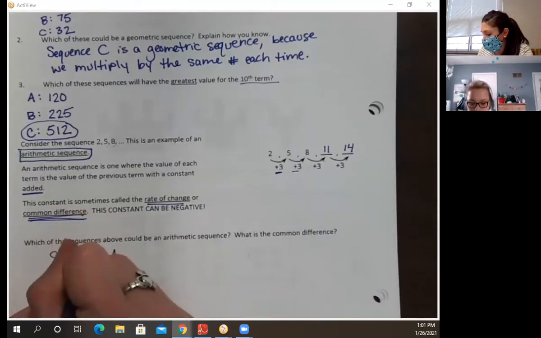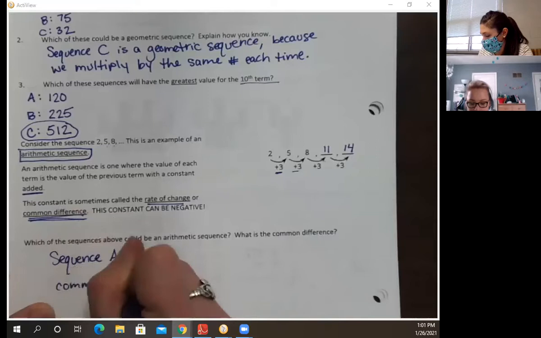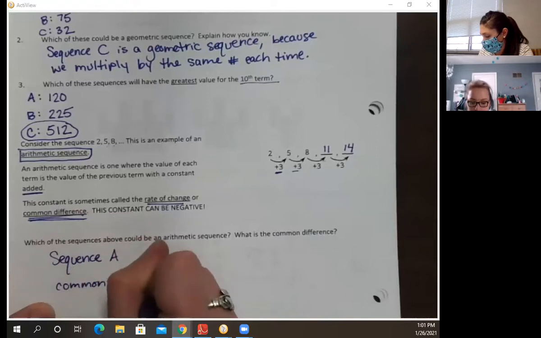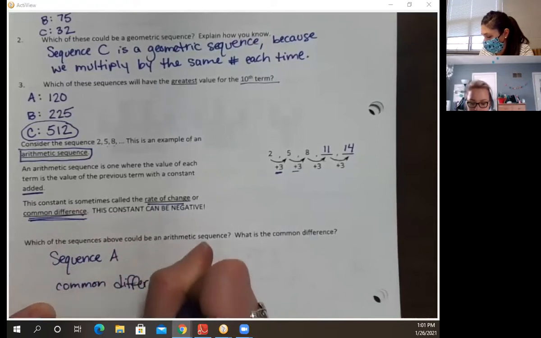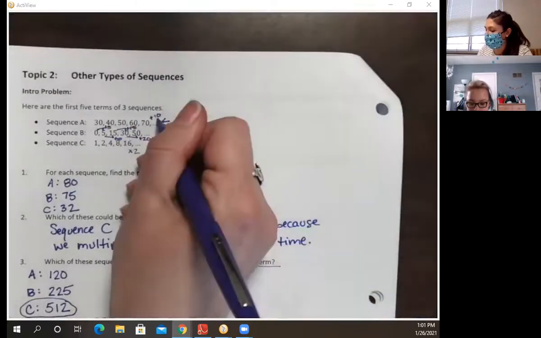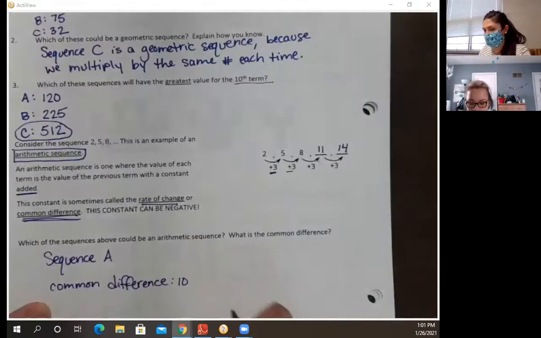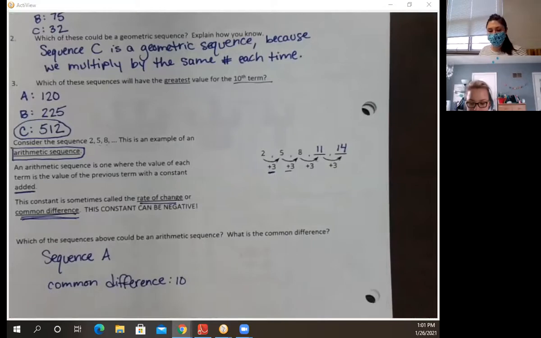And our common difference is what we add each time, which would be 10. Questions for me so far? Okay, so really similar ideas to what we saw last time with our geometric sequences.